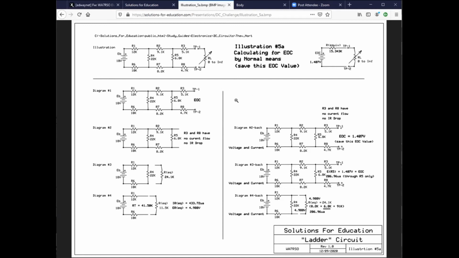So now I'm going to show you a little bit more on this. There's something else. See if I can find the right drawings here.